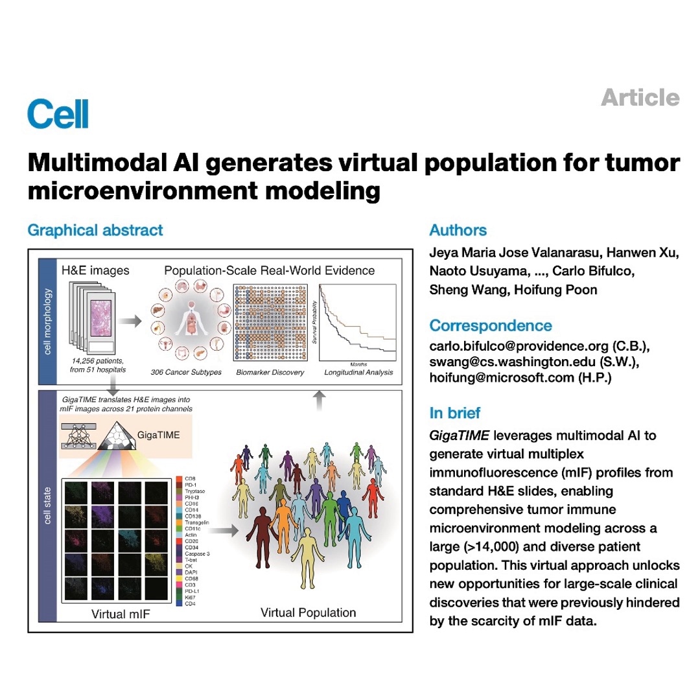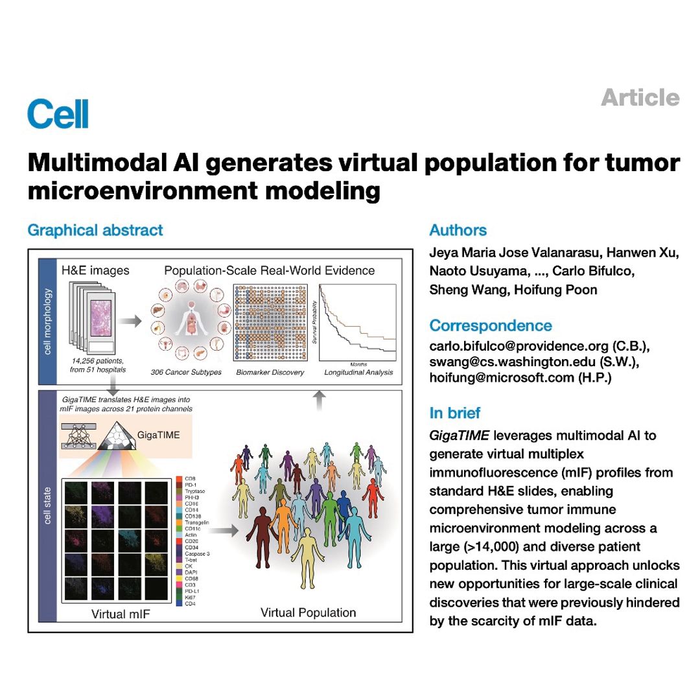Okay, let's break that down. The challenge is TIME's complexity, which needs multiplexed MIF imaging, but that's too rare and expensive. And the solution is GigaTIME, which uses AI to translate cheap, common H&E morphology into that high-value virtual MIF. And that huge scale, 14,000 patients, is what gives you the statistical power to find these really subtle but clinically critical patterns. Precisely.